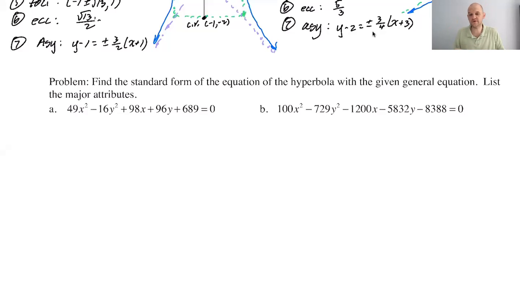All right, we're back. We're hoping to close out page 175 right now. We are still dealing with hyperbolas, and we want to go from the general equation to the standard equation and then list everything. How can I tell this is a hyperbola, though?